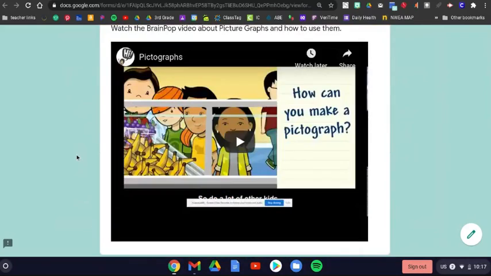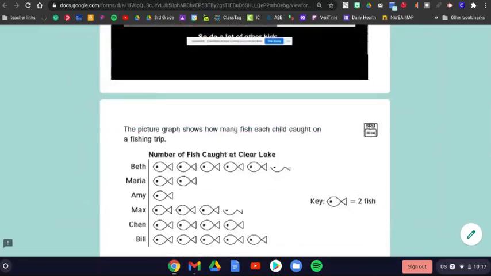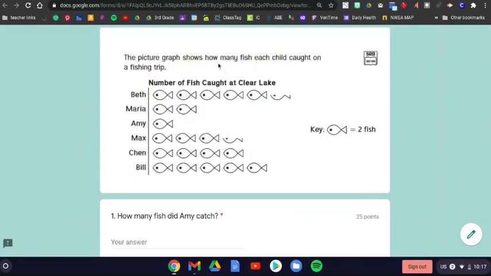The beginning of the slide thing has the video that we just watched in case you couldn't hear it. Scroll down. This picture graph shows how many fish each child caught on a fishing trip. So there's my information, the title of the graph, number of fish caught at Clear Lake, and then the kids' names on the sides: Beth, Maria, Amy, Max, Chen, and Bill. And very important, the key. The key tells us what the pictures mean and what they represent. So every time we see this fish picture, it means that it represents 2 fish.